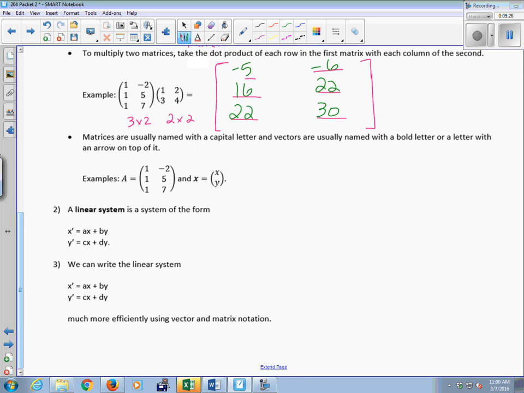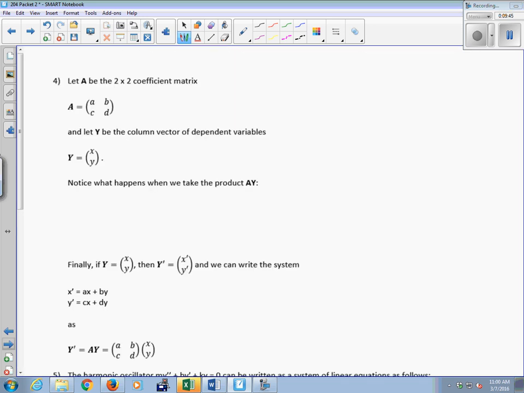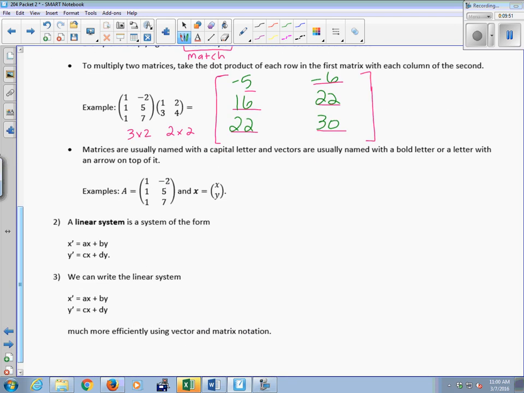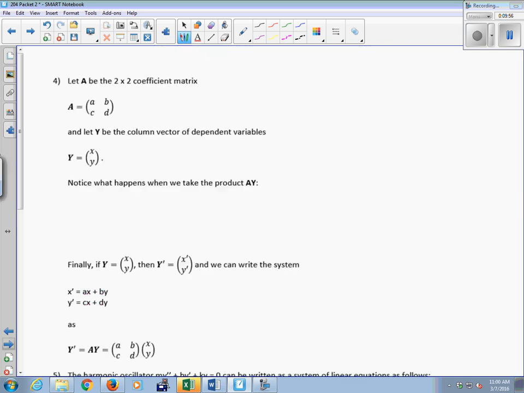All right, so a linear system. So that's moving on from our linear algebra lesson here. A linear system is a system that looks like x prime equals ax plus by, y prime equals cx plus dy. We can write this linear system much more efficiently using vector and matrix notation. So A is going to be all the coefficients on the x's and the y's, right? So my A matrix is a, b, c, d. It's called the coefficient matrix.